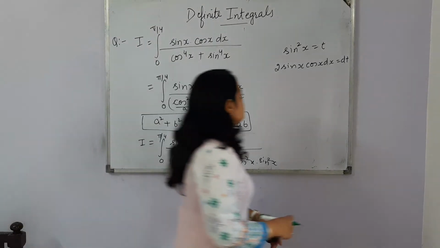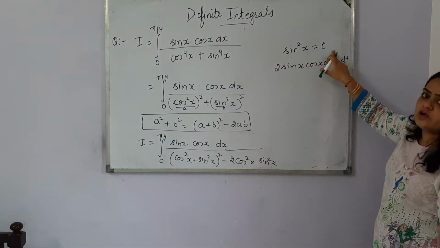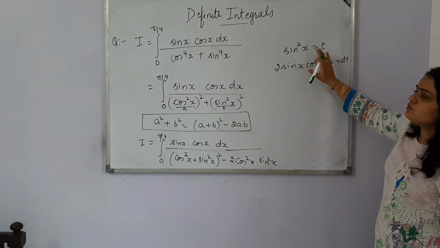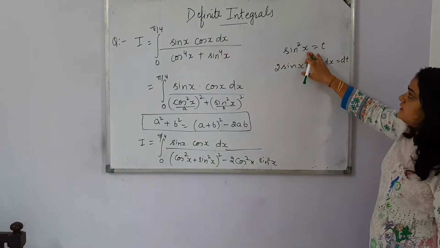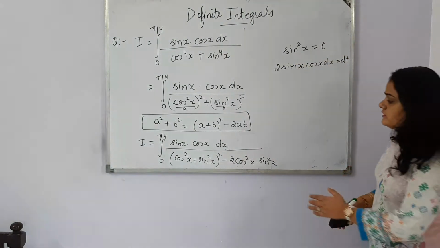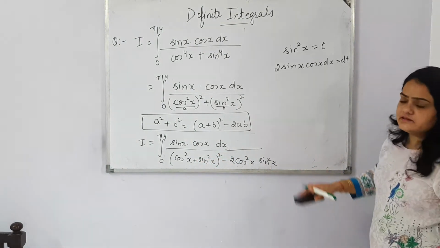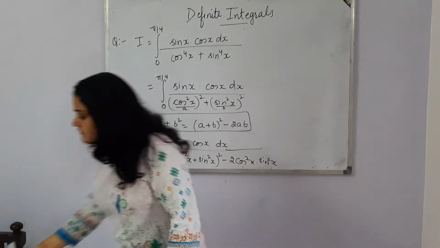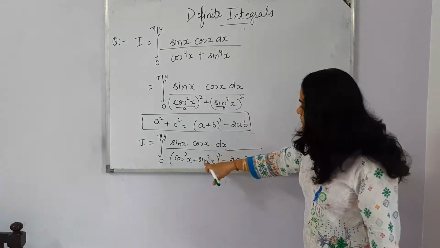Now remember this thing that you need to substitute sin square x is equal to t. We already found it out because the derivative is available. So we need to keep in mind that we need to substitute sin square x is equal to t. That means we need to change the whole denominator into sin square. So we are doing each and every step just to change cos into sin square.